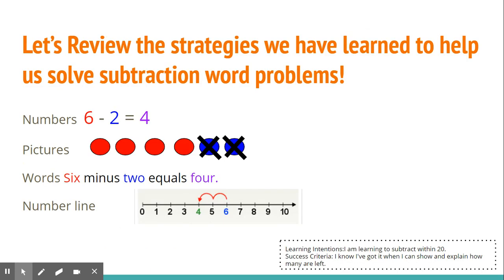Once you've completed this, let's review the strategies we have learned to help us solve subtraction word problems. So we've worked with using numbers, and we use those a lot when we show our work with equations. We've also used pictures. Another way to solve subtraction problems is using words. And we can even use words to explain how we solve the problem. And then today we learned how to use a number line to help us solve subtraction problems.